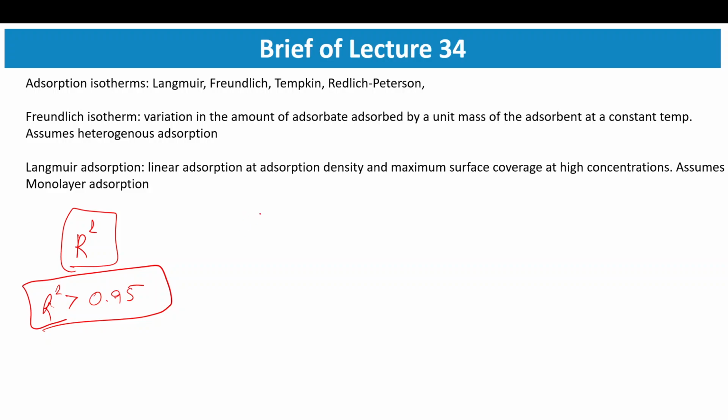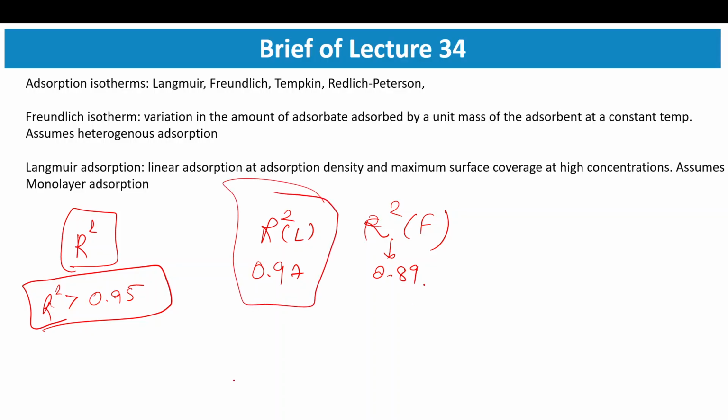For example, let's say you are fitting two models, Freundlich and Langmuir. In the case of Langmuir, let's say you are having 0.97, and for Freundlich, let's say you are having 0.89. So you can say this one is the better fit.